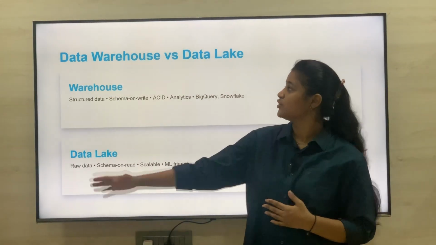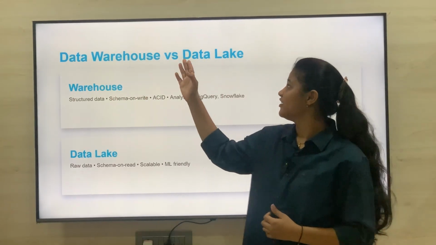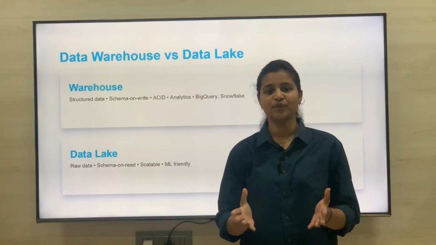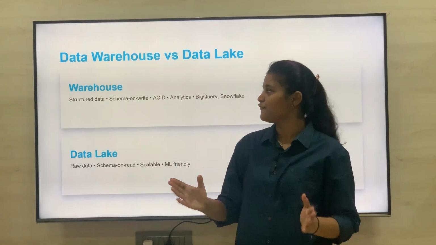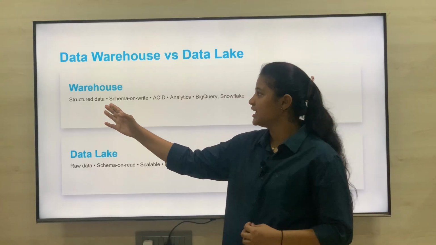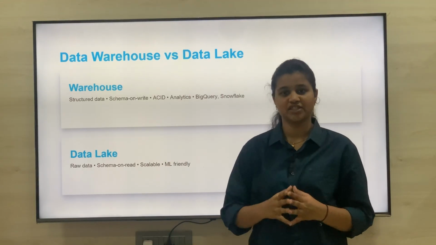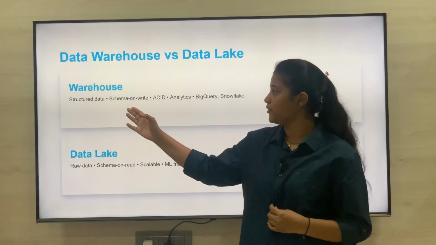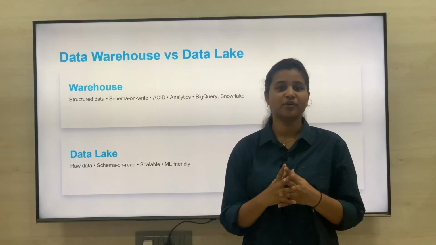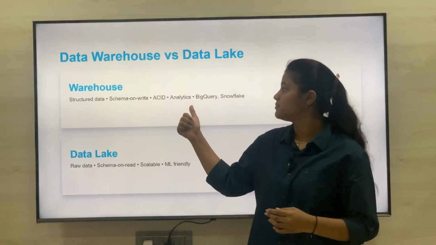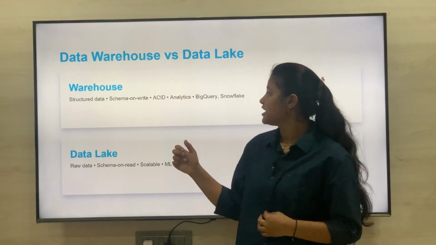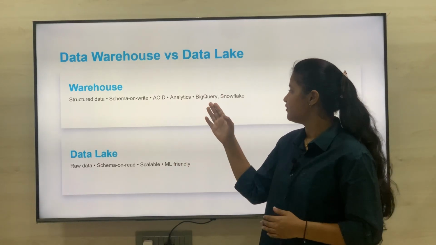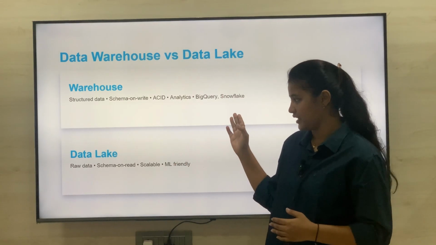Now, let's look into the differences between data warehouse and data lake, which are a few levels of storage abstraction. First, let's look into data warehouse. Data warehouse stores structured data. It uses the policy of schema on write. It supports ACID properties and it is best used for analytics. Some examples of data warehouse are BigQuery and Snowflake.